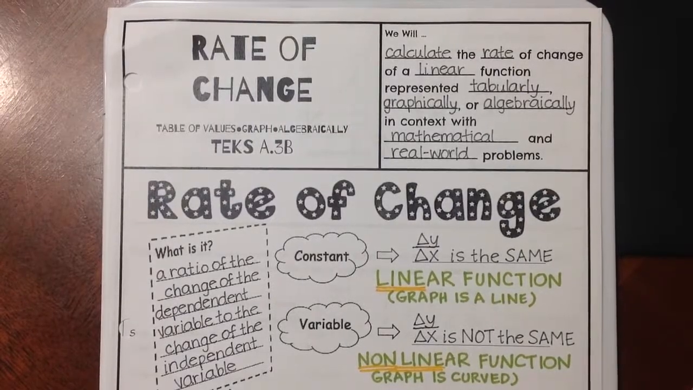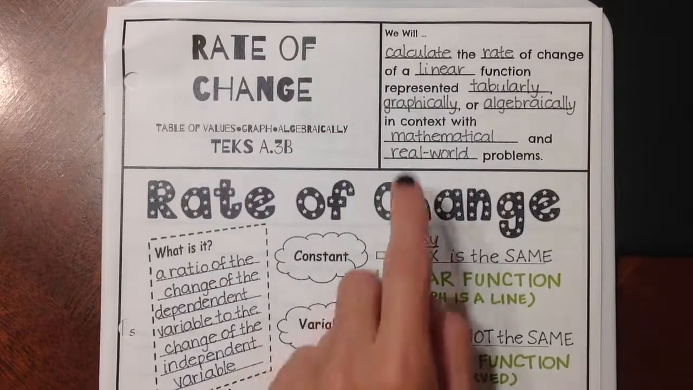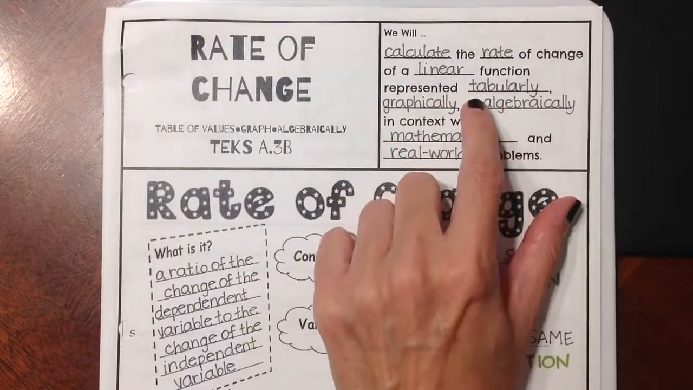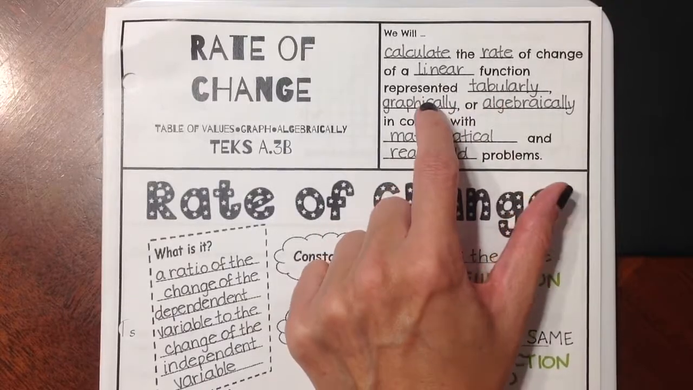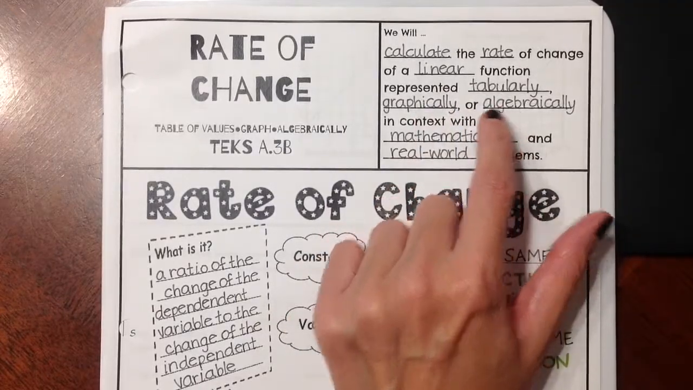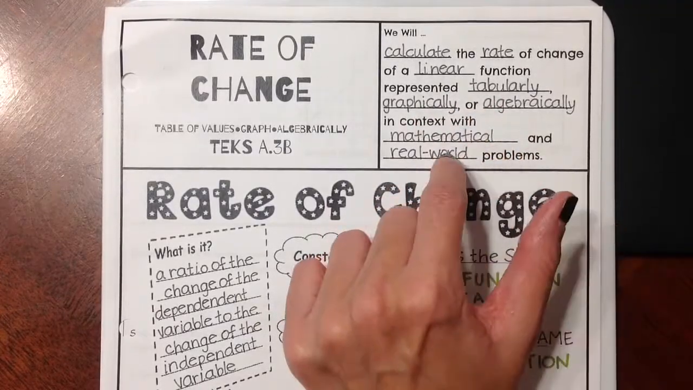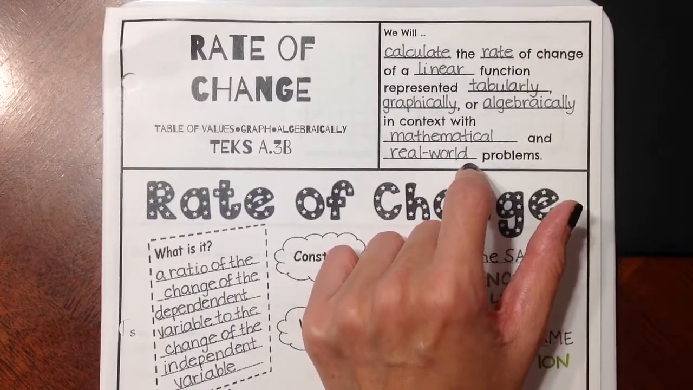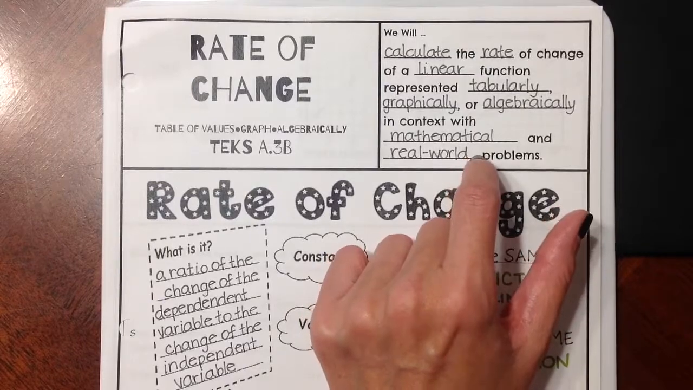Okay, today we're going to talk about rate of change. We're going to calculate the rate of change of a linear function represented tabularly, that means from a table, graphically from a graph, or algebraically in context with mathematical and real-world problems. So we're going to be given a word problem, and then we're going to have to use the representation they give us to determine our rate of change.